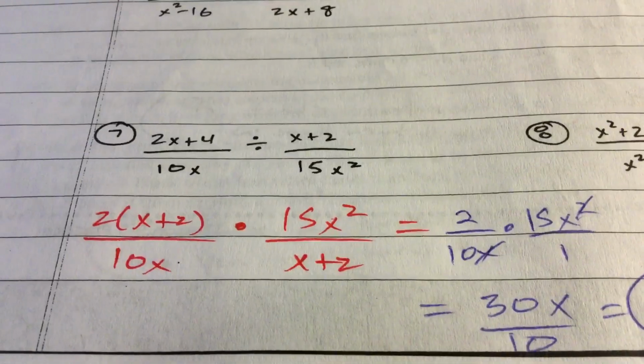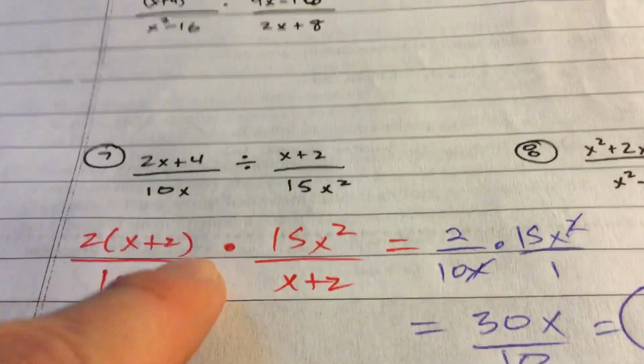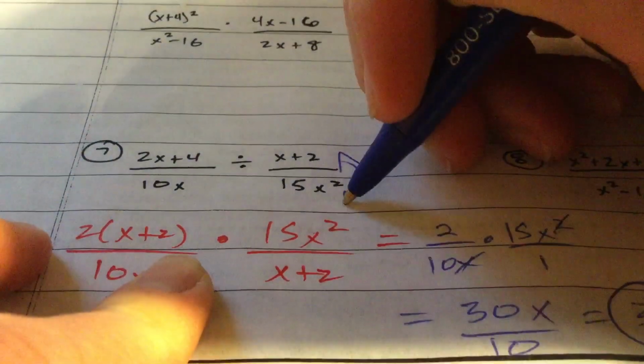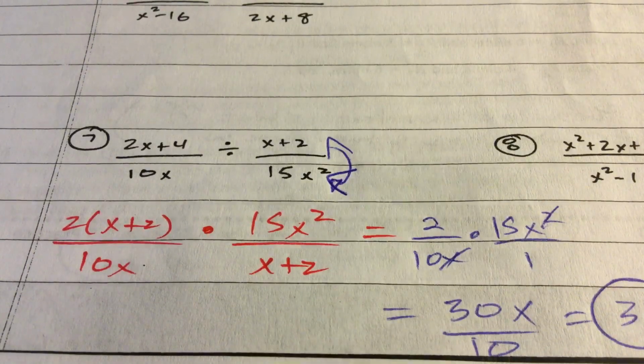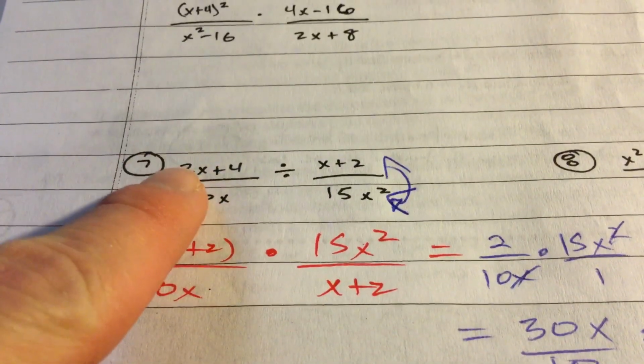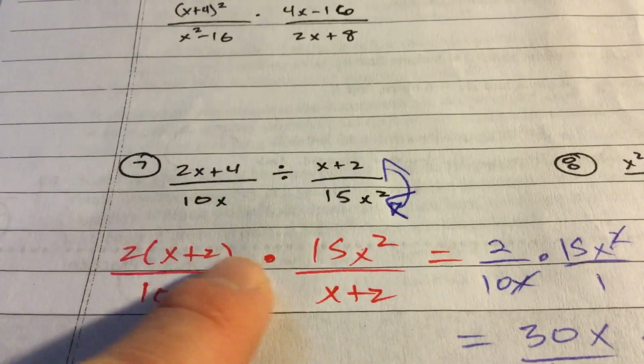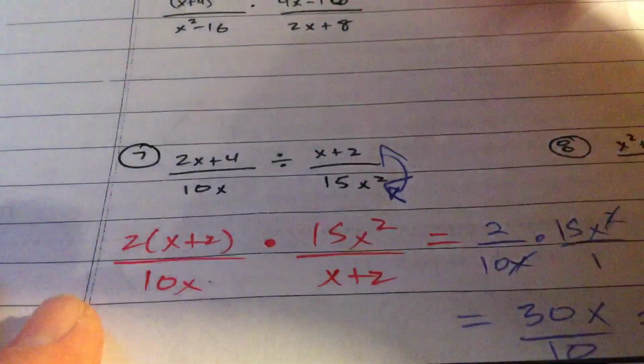All right. Again, on 7, we do not divide by a fraction. Instead, we multiply by the flip, the reciprocal. So 15x squared goes up top. x plus 2 stays down below. That 2x plus 4 will be 2 times x plus 2. And those x plus 2s will cancel.